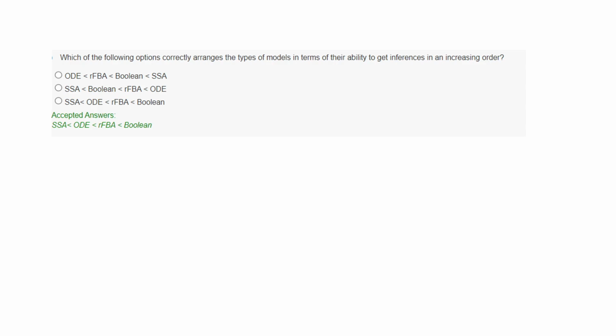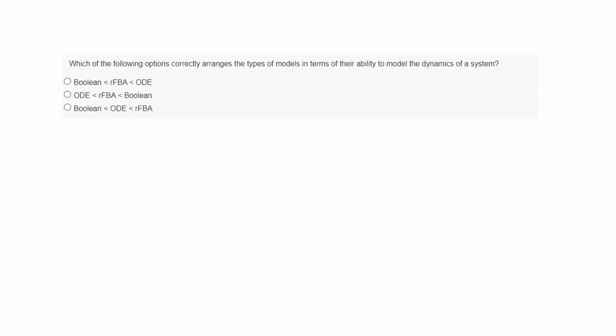So yeah, your stochastic simulation will have basically the lowest, or that will have ODE, then you'll have RFPA because you're including those regulatory elements in the game. And Boolean, basically, in terms of inferences, you'll get, but in terms of dynamics, is the next question.